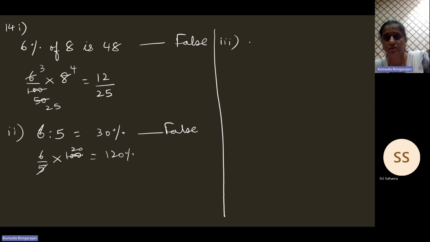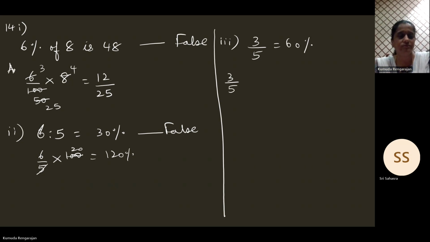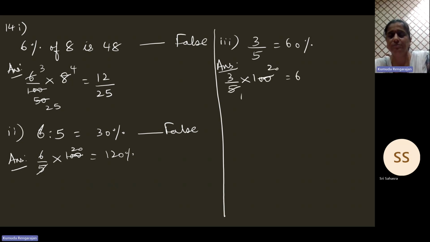3 by 5 is equal to 60%. True or false? So 3 by 5. Convert the fraction to a percentage. Multiply by 100. 60%. True.